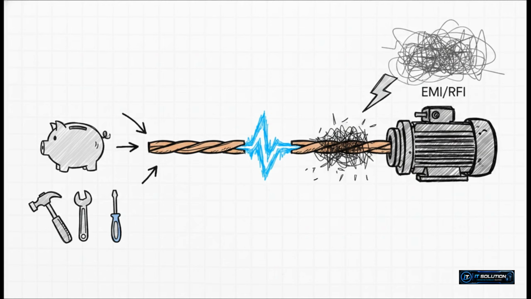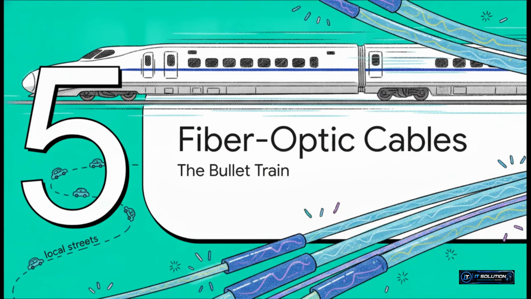Now, copper is great for sure. It's the cheapest option and super easy to install. But, and it's a big but, it has a major Achilles heel. Because it relies on electrical impulses, it is incredibly vulnerable to electromagnetic interference, or EMI, and radio frequency interference, RFI. Seriously, if your copper cable runs too close to a powerful electrical source, your ones and zeros are going to get completely scrambled.